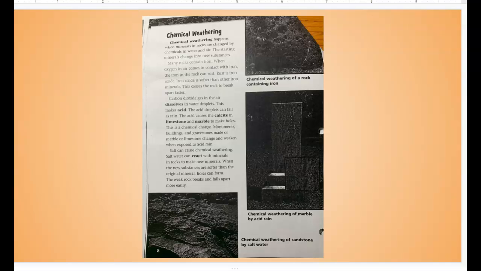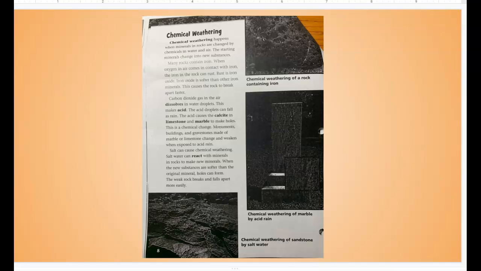Carbon dioxide gas in the air dissolves in water droplets. This makes acid. The acid droplets can fall as rain. The acid causes the calcite in limestone and marble to make holes. This is a chemical change. Monuments, buildings, and gravestones made of marble or limestone change and weaken when exposed to acid rain.